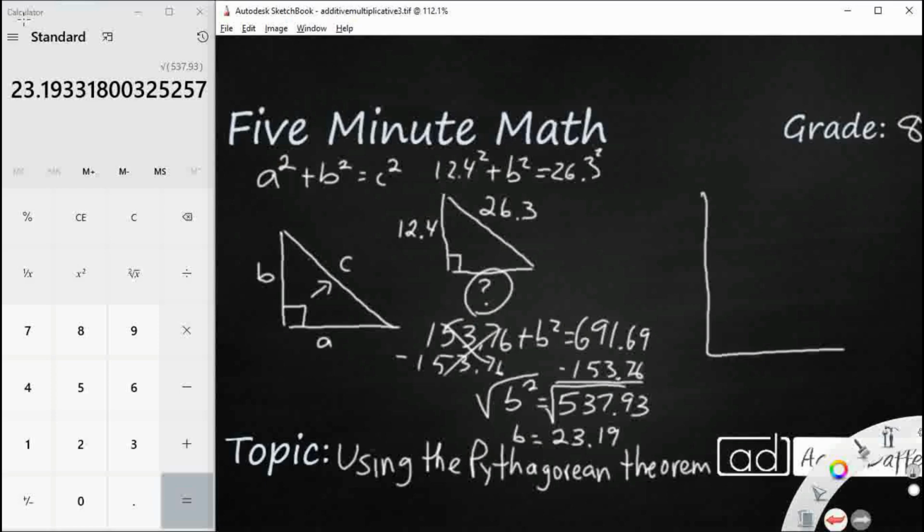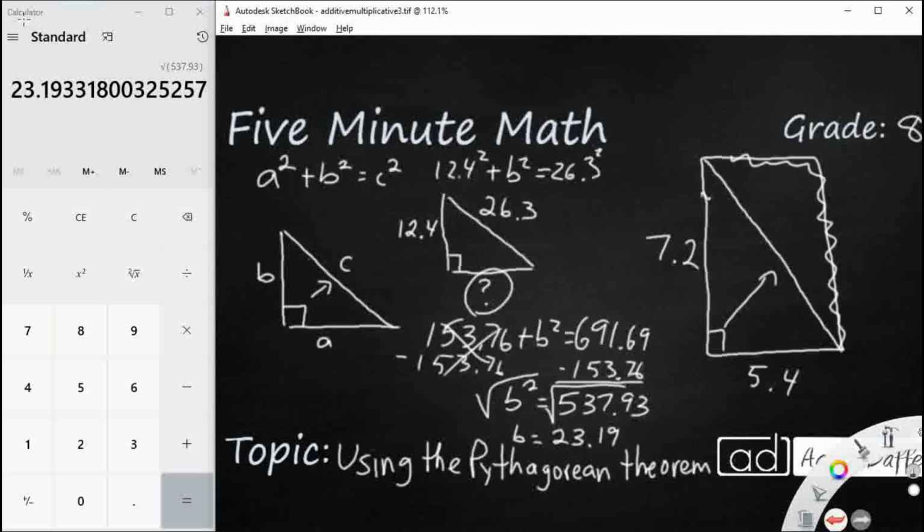Sometimes in a problem it might give you a rectangle. And they might say one side length is 7.2 and another side length is 5.4. And they might want to know what's the diagonal. Well, even though they're starting with a rectangle, if you draw the diagonal, guess what you're making? You're making a right triangle. You just have to kind of ignore this other part. So we can do that same thing. A squared plus b squared equals c squared. And so let's see what that is.